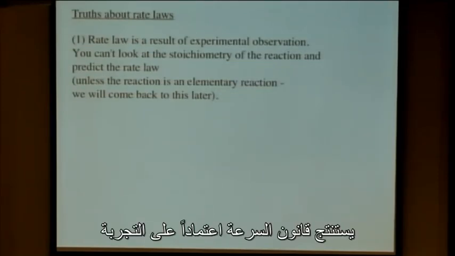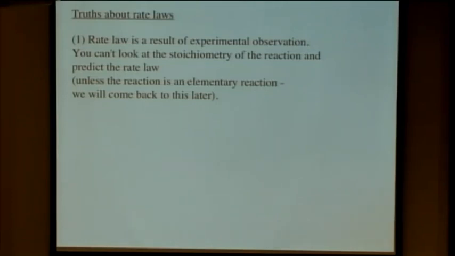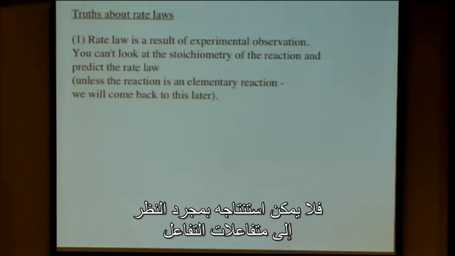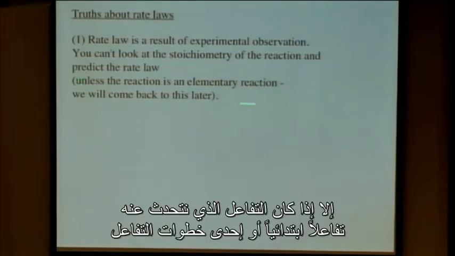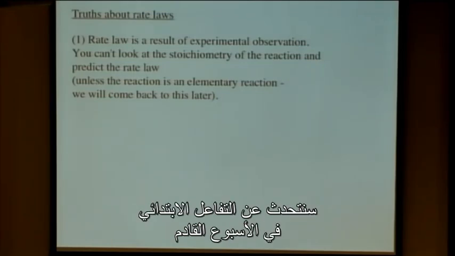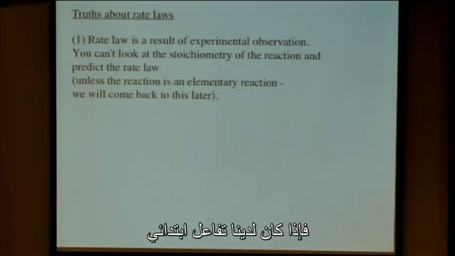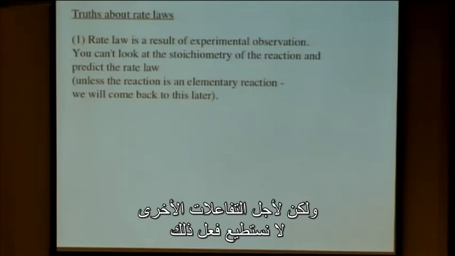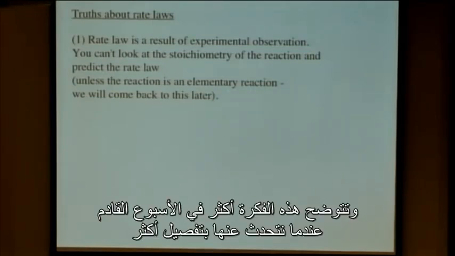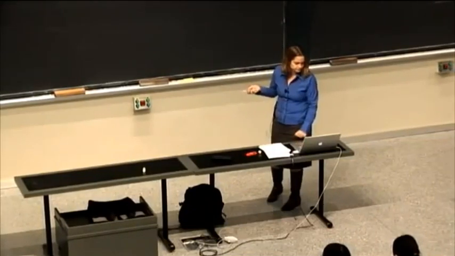So a rate law, again, comes from experiment. You can't just look at the stoichiometry of the reaction and predict the rate law. So m is not the stoichiometry of the reaction in terms of A, unless the reaction is what we call an elementary reaction or a step in a reaction, and we're going to talk more about that next week. If it's an elementary reaction, then you can use stoichiometry to predict. But for other reactions, you can't, and that'll become more clear next week when we talk about this in detail.